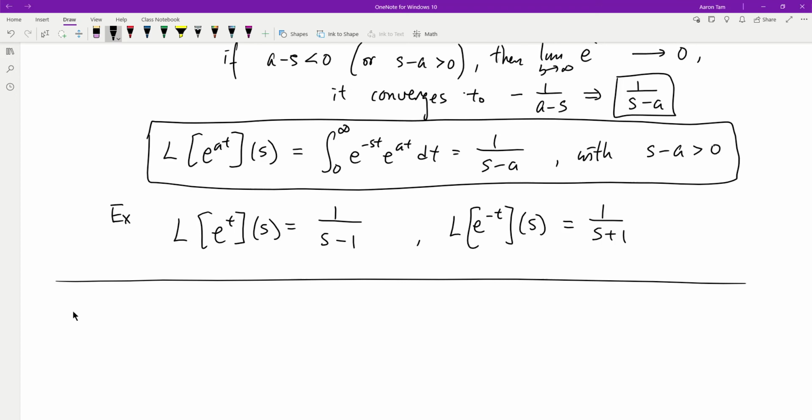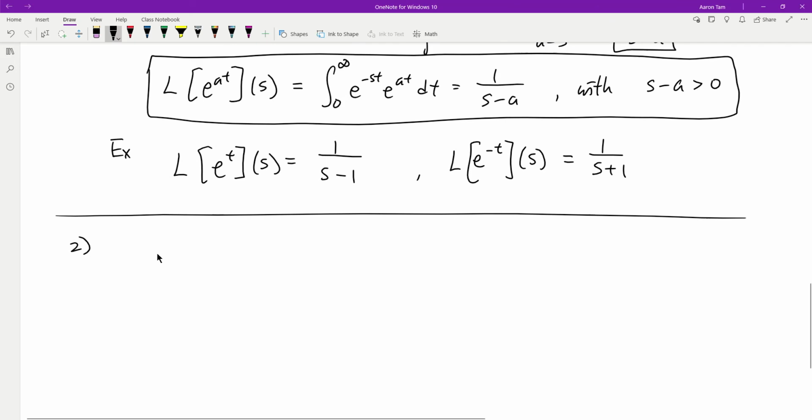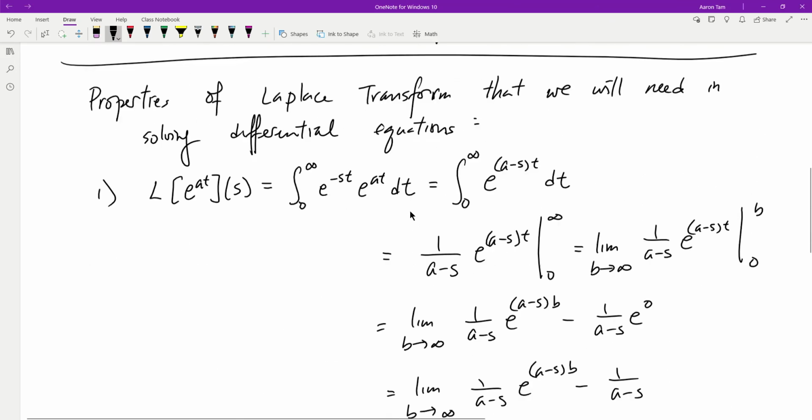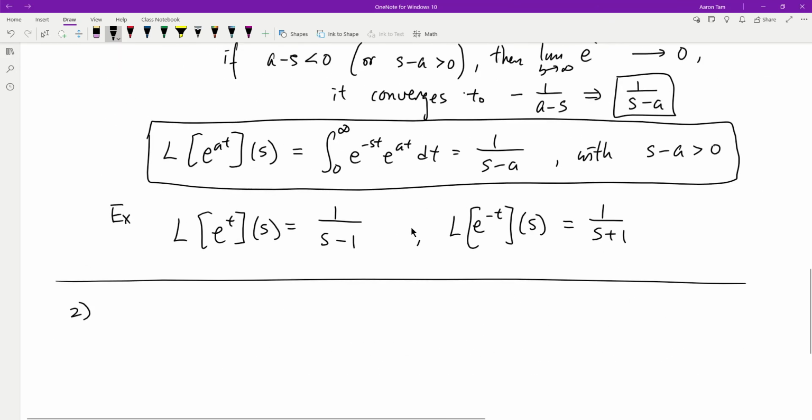Second, since differential equations involve derivatives, we're going to have to know what happens when I take the Laplace transform of a derivative of a function. So let's try to figure it out. The second one that we're going to do is this one: what happens if we try to do a Laplace transform of the derivative of some unknown function, the Laplace transform of f prime of s. So how will we figure that one out?